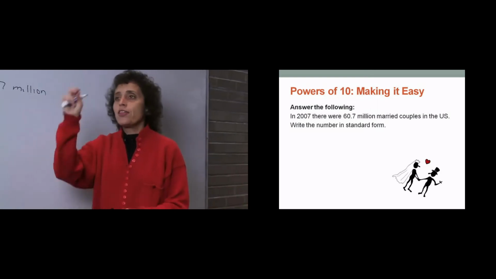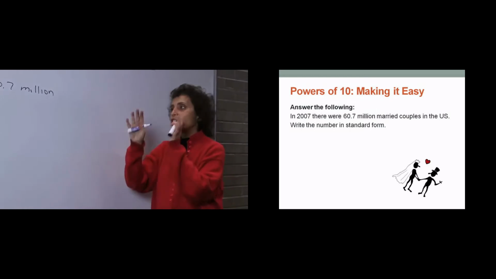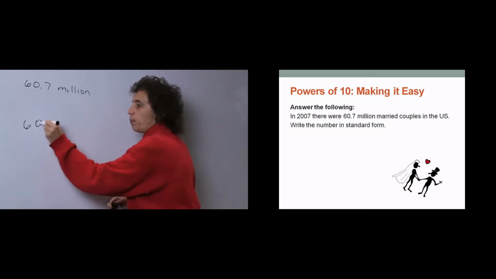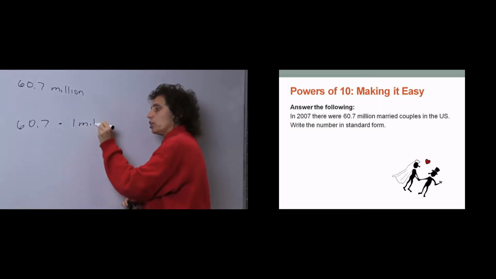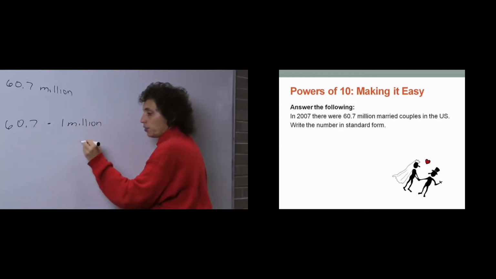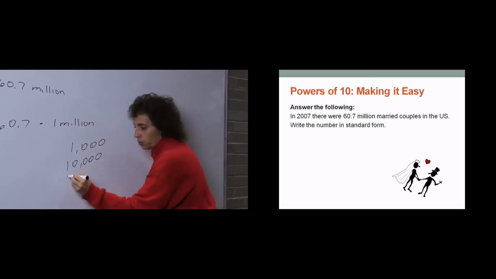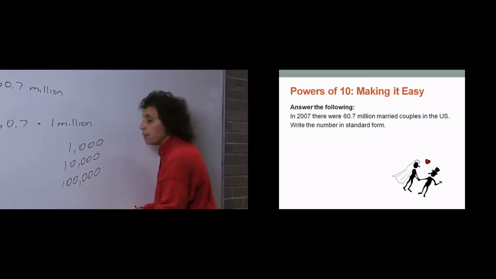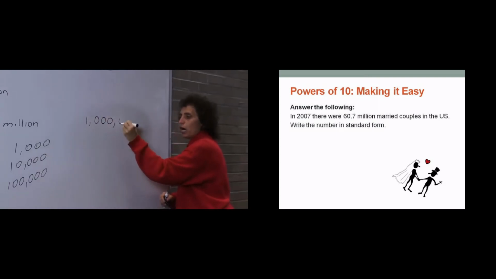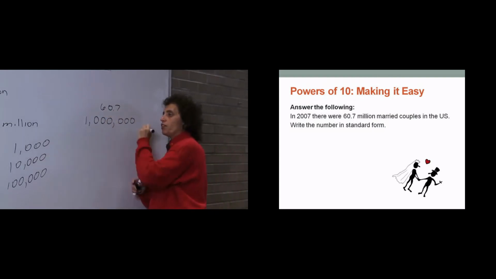In 2007, there were 60.7 million married couples, and we want to write that in standard form. That means write the actual number. Well, that means 60.7 times 1 million. Now, this is going to take us back to mod 1. Let's do a million. This is 1,000, this is 10,000, this is 100,000. A million looks like this: 1,000,000. So we want to multiply 60.7 times a million.